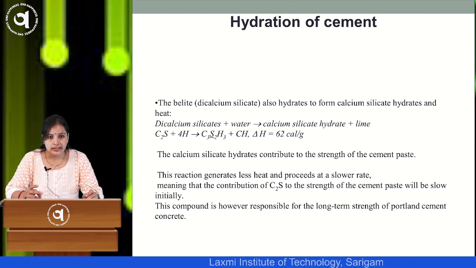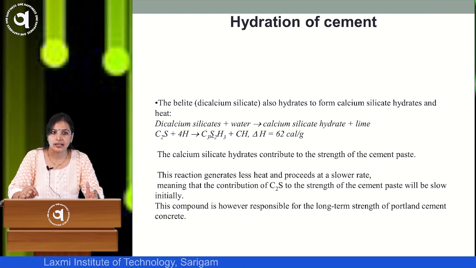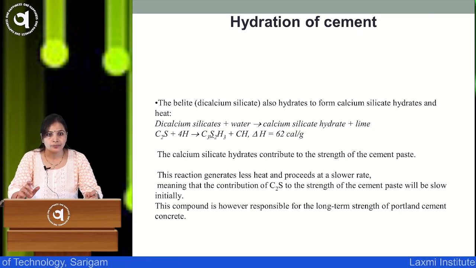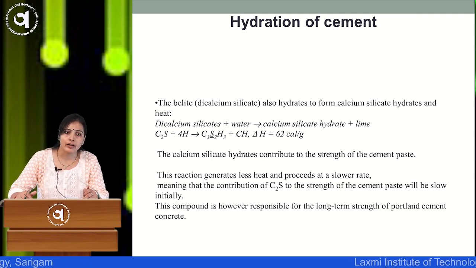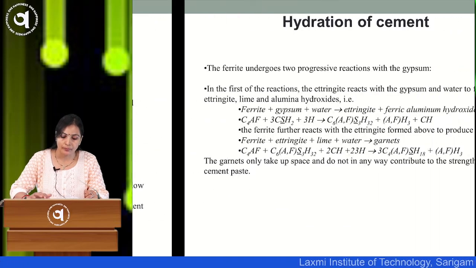So it is used for other situations, like when we are preparing a dam, where there is a mass of concrete. If it liberates more heat, then we can't prepare it, and it would have cracking due to the heat of hydration. So here we use dicalcium silicate, which produces less heat. This compound is responsible for the long term strength of Portland cement, and that is its merit.